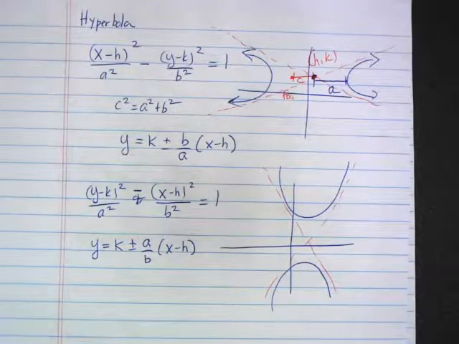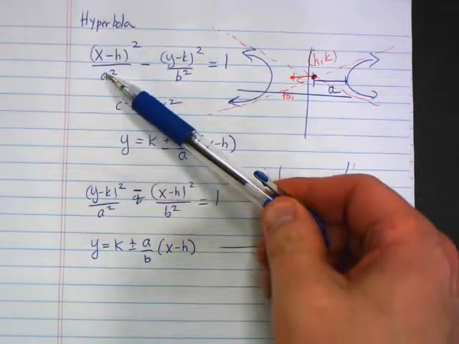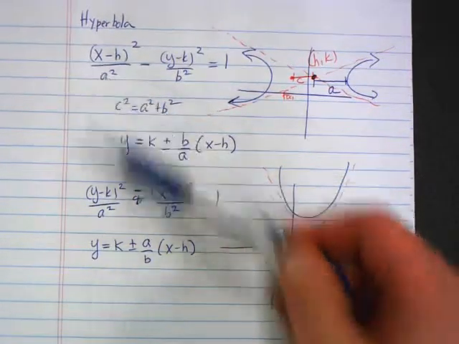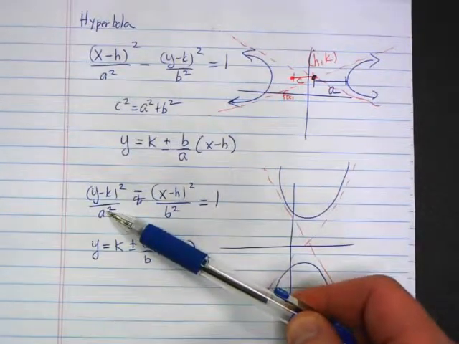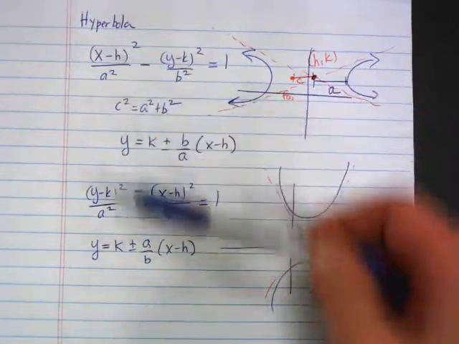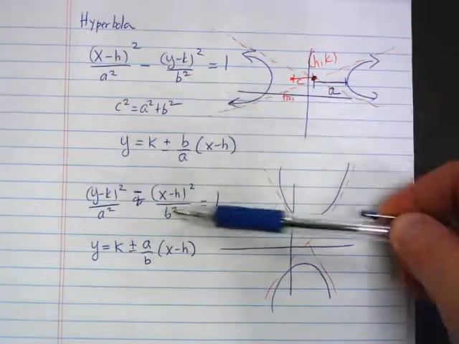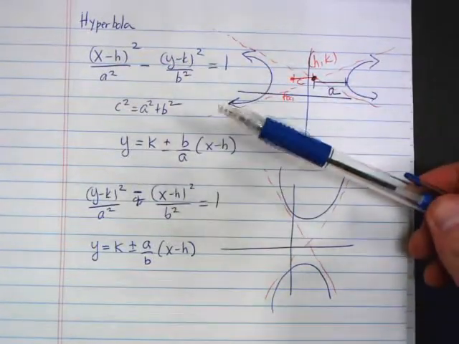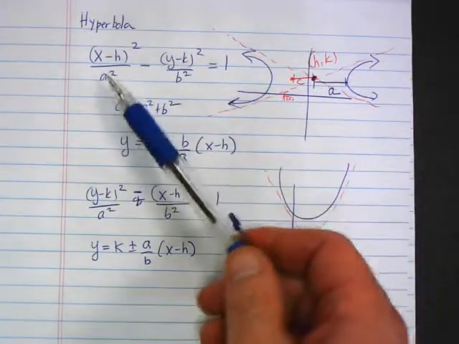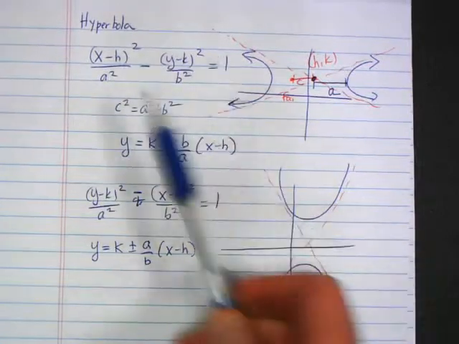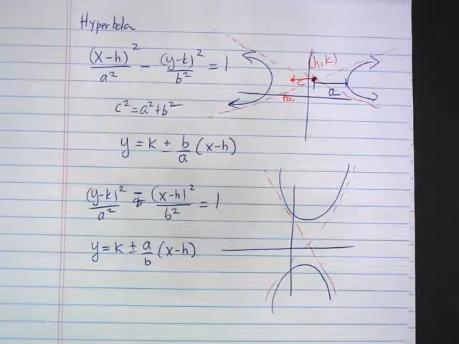So A and B are fixed in their arrangement in the formula, right? A and B are fixed. A is always the one that goes with the positive term. So A is here with the x's, A is here with the y's. So A always goes with the positive one, B always goes with the negative one. Size doesn't matter. It doesn't matter which one is bigger. What matters is which one is positive and which one is negative. That tells you the direction.